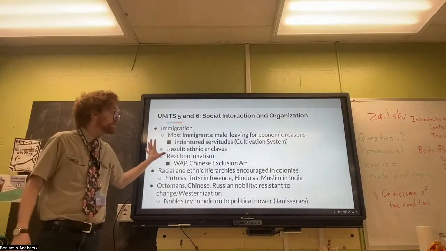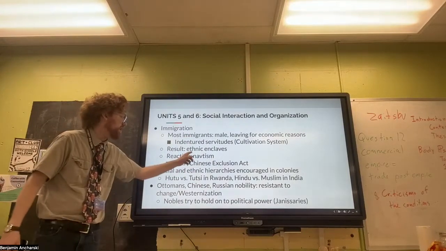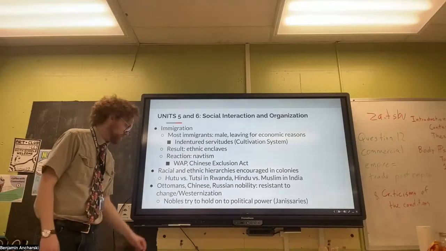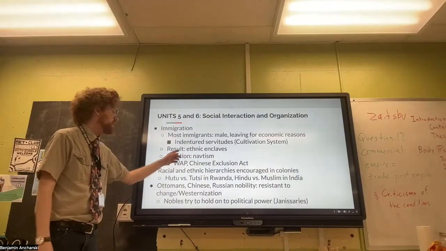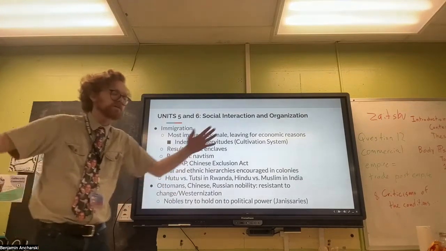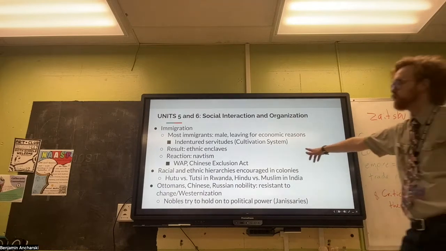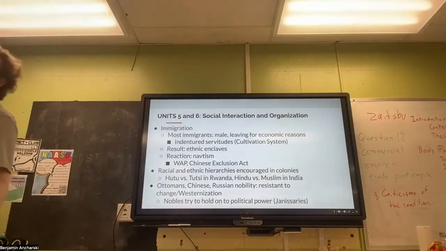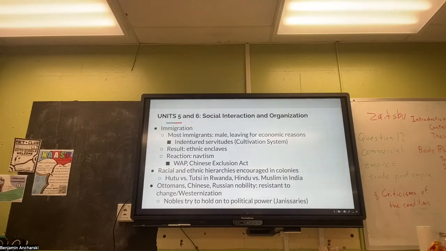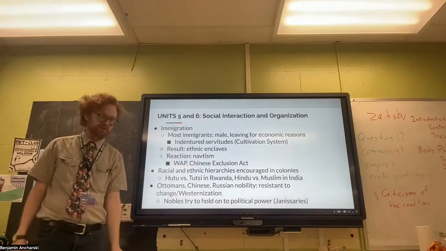But in reaction to this increased immigration, we do see this trend of nativism. Nativism is hostility to immigrants, basically. The two most popular examples of nativism the AP wants you to know about are the Chinese Exclusion Act and the White Australia policy. Basically excluding Chinese immigrants, the White Australia policy excluding anyone who's not white. And there's a helpful acronym right there.